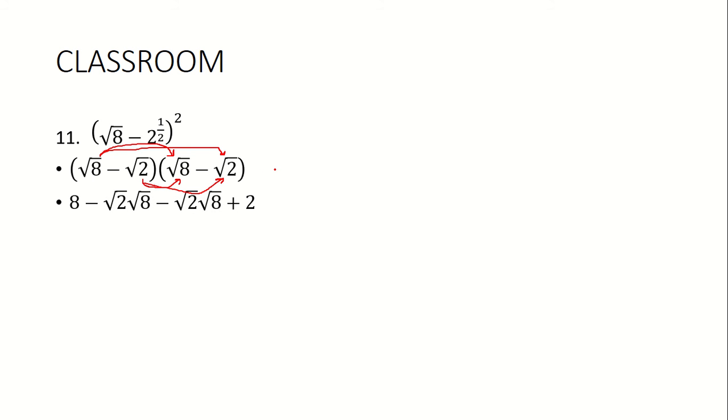And this is what you will get, okay? 8 plus 2 will be 10, and minus square root of 2, square root of 8, minus square root of 2, square root of 8 will give you minus 2 square root of 2 square root of 8. We can still simplify this. That 8 is 4 times square root of 2, and 4 times square root of 2, obviously.